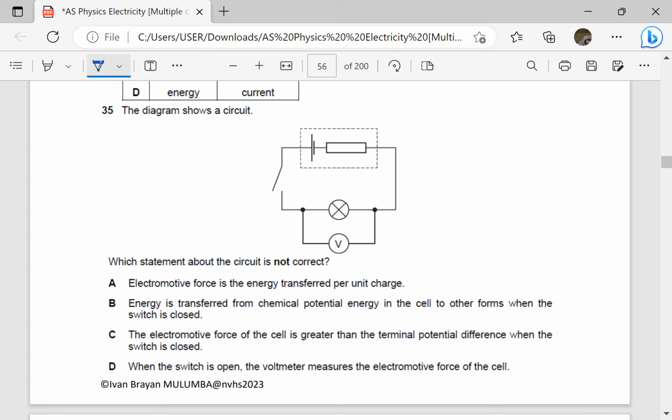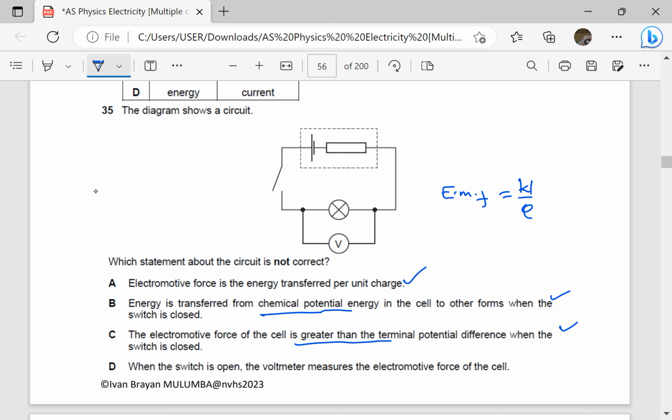The diagram shows a circuit. Which statement about the circuit is not correct? A, the EMF or electromotive force is the energy transferred per unit charge. So EMF is the energy transferred per unit charge. I think that is correct, although it is chemical to electrical. Energy is transferred from chemical potential energy in the cell to other forms when the switch is closed. That is also true. The electromotive force of the cell is greater than the terminal PD. That is always true. The EMF is always greater than the terminal PD.